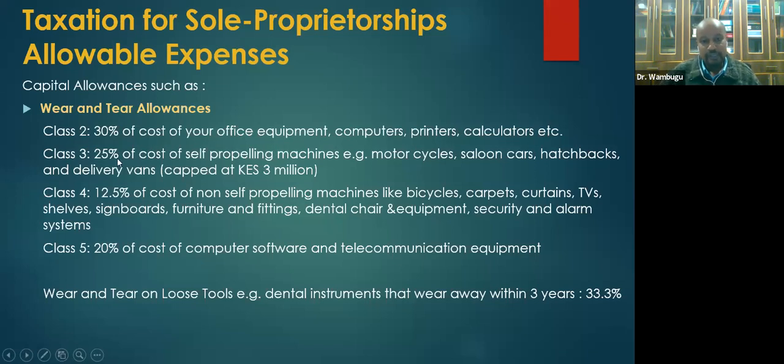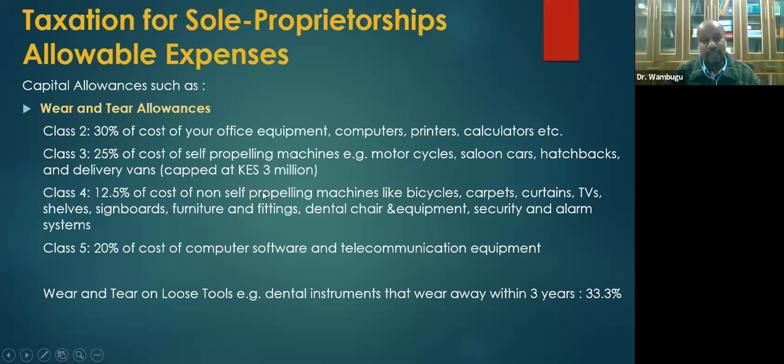For motor vehicles, it's 25%, on what we call self-propelling machines: delivery vans, a motorcycle for delivery in your clinic, saloon cars, hatchbacks, but it is capped at 3 million. So in other words, if you buy a Range Rover for 8 million, you can only claim 3 million. The 25% wear and tear allowance is only capped at 3 million. So you'll do 25% of 3 million the first year, 25% of the remainder on the second year, like that.